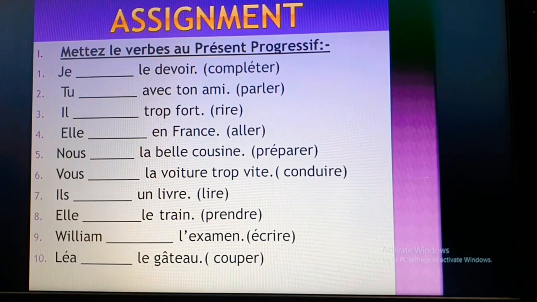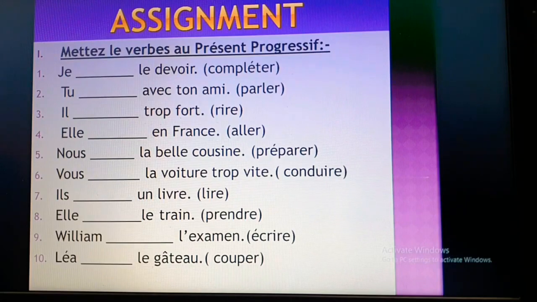The sixth one is "vous dash la voiture trop vite", driving a car so fast. Trop vite is so fast. "Il dash un livre", lire, to read. "Elle dash le train", prendre, to take the train. "William dash l'examen", écrire, to write. And "Leah dash le gâteau", couper, is to cut.